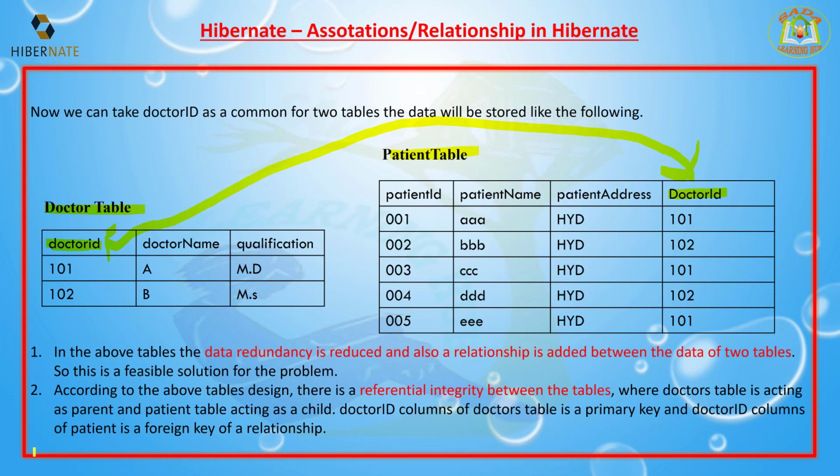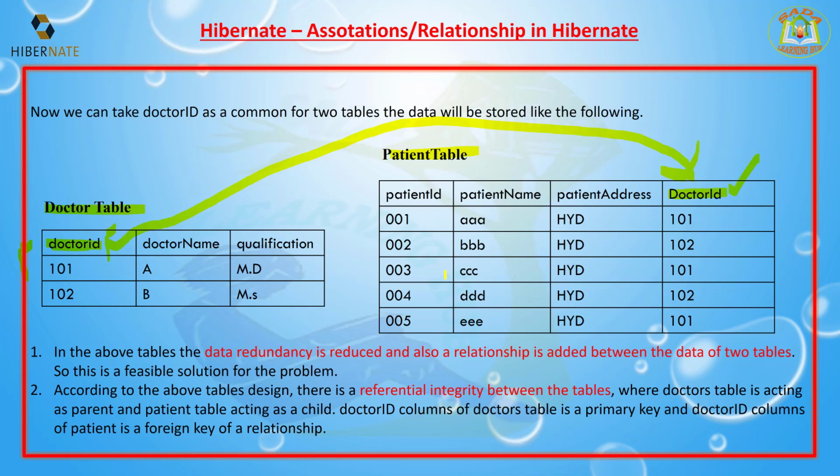According to the above tables design, there is a referential integrity between the tables where the doctor table is acting as a parent and the patient table is acting as a child. Doctor ID column of the doctor's table is a primary key, and I'm going to make this column a foreign key. Now I have successfully eliminated the dependency problems in the tables.